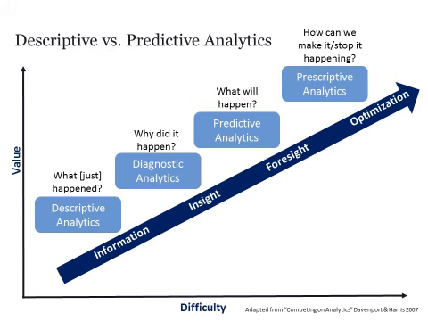I want to introduce a concept of both predictive and descriptive analytics. This is a much plagiarized diagram adapted from a book called Competing on Analytics by Davenport and Harris from 2007. In this book, they talk about different types of analytics. In the bottom left-hand corner, we have descriptive analytics, which is about understanding what's happened. That might be what just happened.